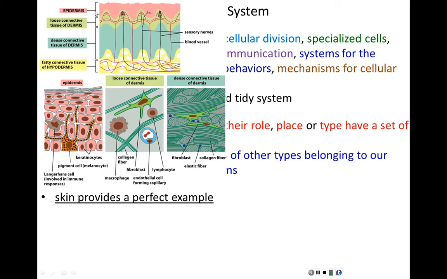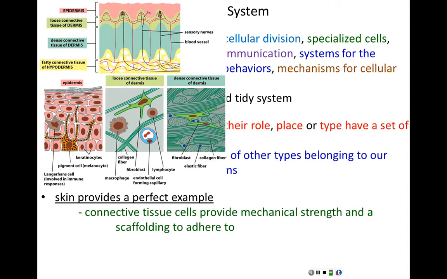But skin requires connective tissue to provide the mechanical and tensile strength, as well as providing a scaffolding to adhere to. So we have a dense connective tissue in skin. It's the connective tissue of the dermis. It's made up of fibroblasts, which are secreting collagen, and the collagen fibers, along with elastin, come to make a very durable extracellular matrix. So much of the dermis is ECM, with fibroblasts in there as well.